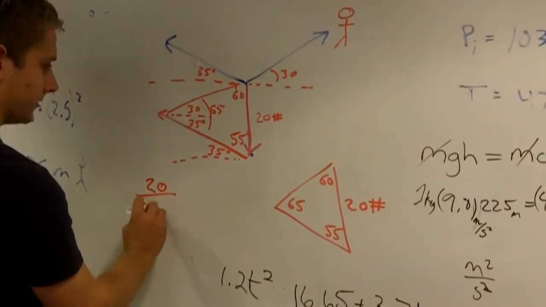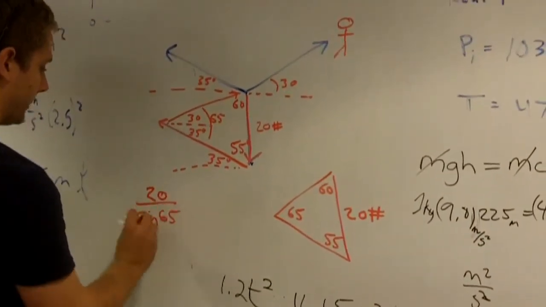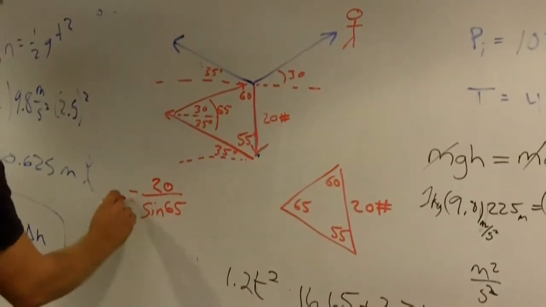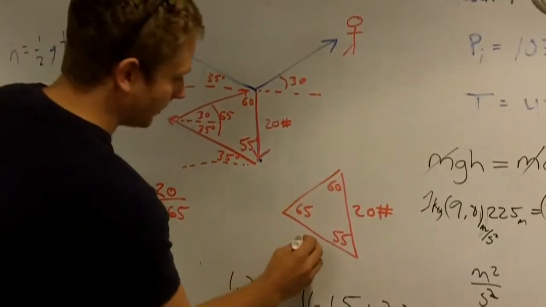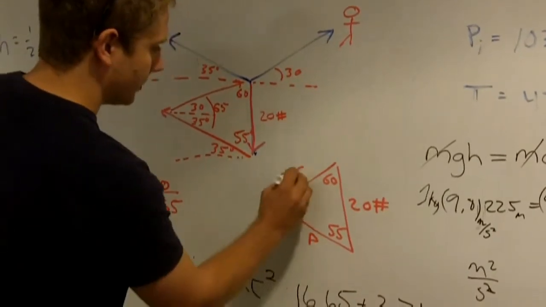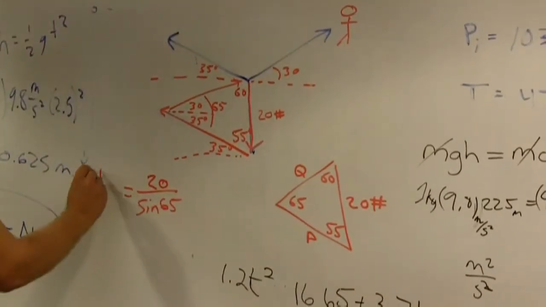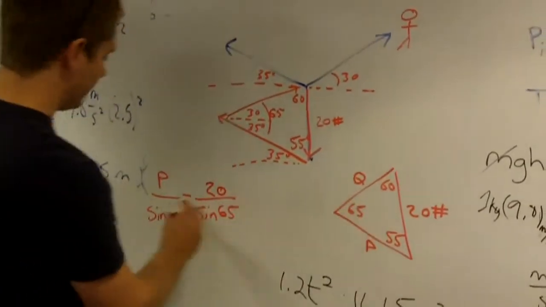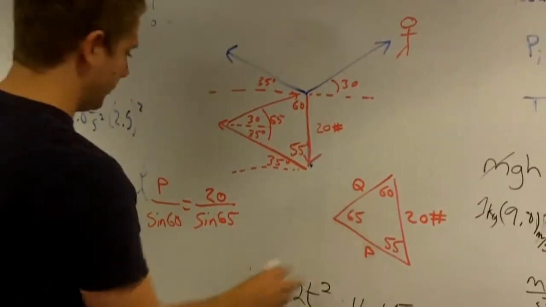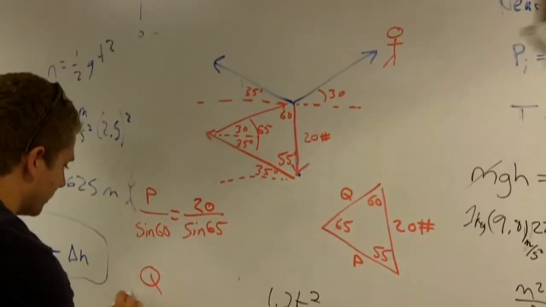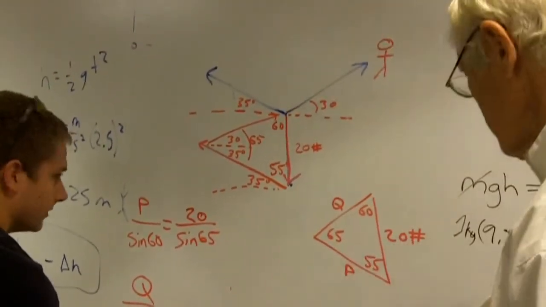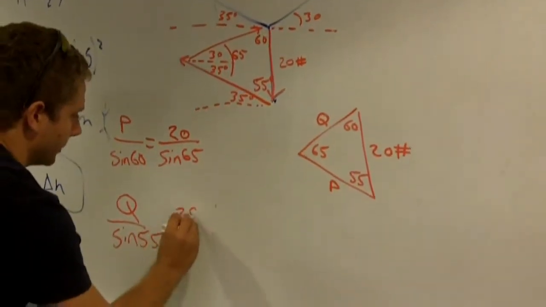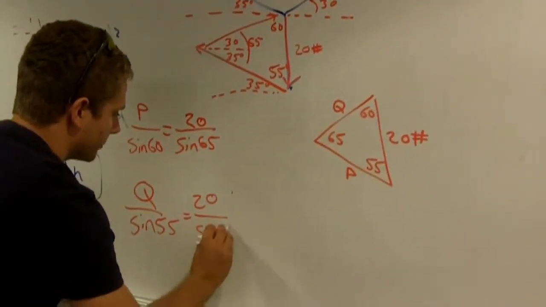25 over sine 65 is the thing you use for each part of the problem. You keep using this over and over again, and you just set that equal to whatever you're trying to find. Say this is P and this is Q, then you put P over the sine of whatever angle is across from it, 60. If you want Q, you do the same thing: Q over sine 55 equals 20 over sine 65, and it's just so easy.